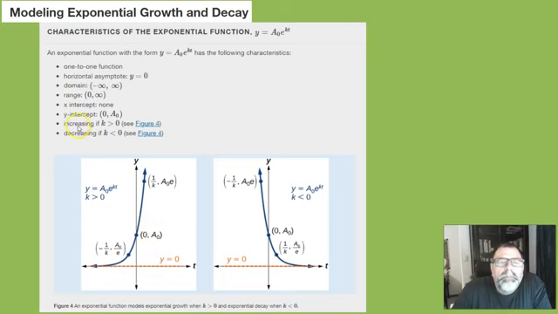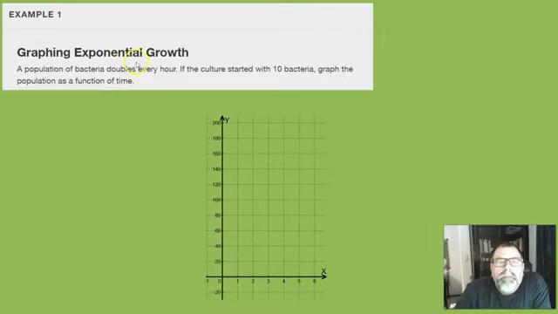If k is a positive number, it's exponential growth, and it's an increasing function. And if k is a negative number, that's exponential decay, and it's decreasing. Okay, example 1, graphing exponential growth.